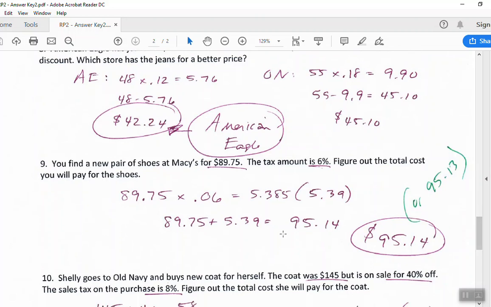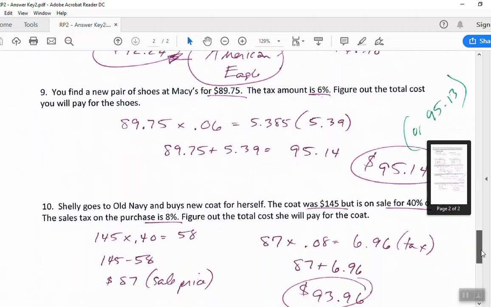Number 9, you got the Macy's problem here. You're just finding the sales tax. So you take the price of the shoes, you multiply it by 6%. Okay, so turn this to a decimal, 0.06. You multiply them, you get this, which you could round up a penny to 5.39, or you could keep it at 5.38. I gave both parties the answer there, 5.38 or 5.39, both were okay. We weren't going to argue over a penny. So 89.75 plus the tax equals 95.14. So you're paying a total of over 95 bucks for those shoes with that sales tax added to it.